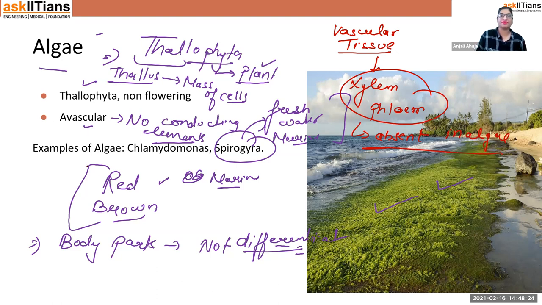There are three types: red algae, brown algae, and green algae. Algae are really very important. You must have heard about the jelly candy if you eat. It's a gel. That gel is obtained from algae.